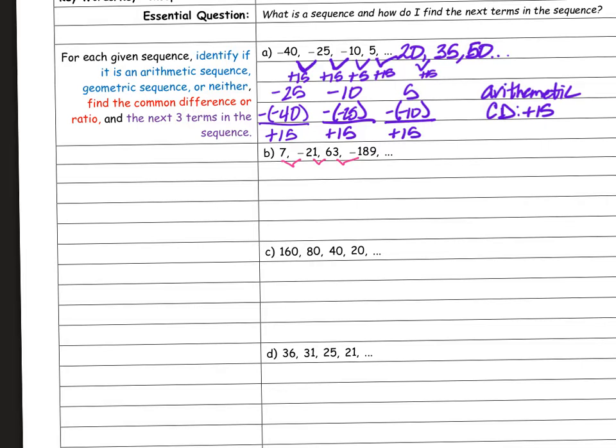Because the difference between these two numbers is much bigger than the difference between these two numbers. So it's not the same. And remember, arithmetic has to be the same number. So I'm pretty sure that it's not arithmetic. So instead of starting with arithmetic, I'm just going to assume that it's geometric, and I'm going to start there. So how do I do that one?